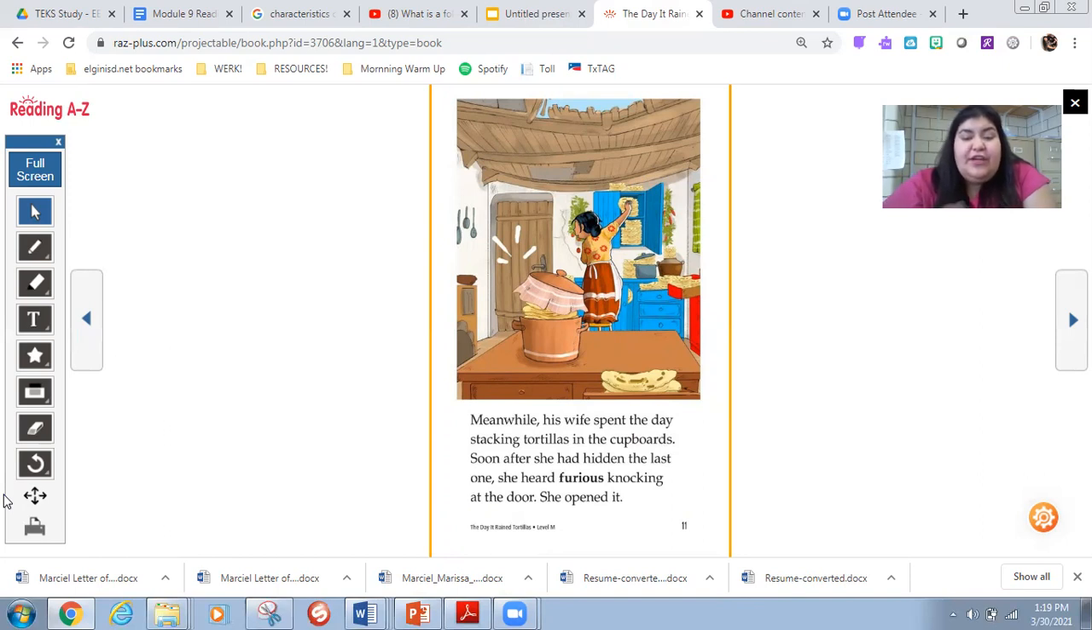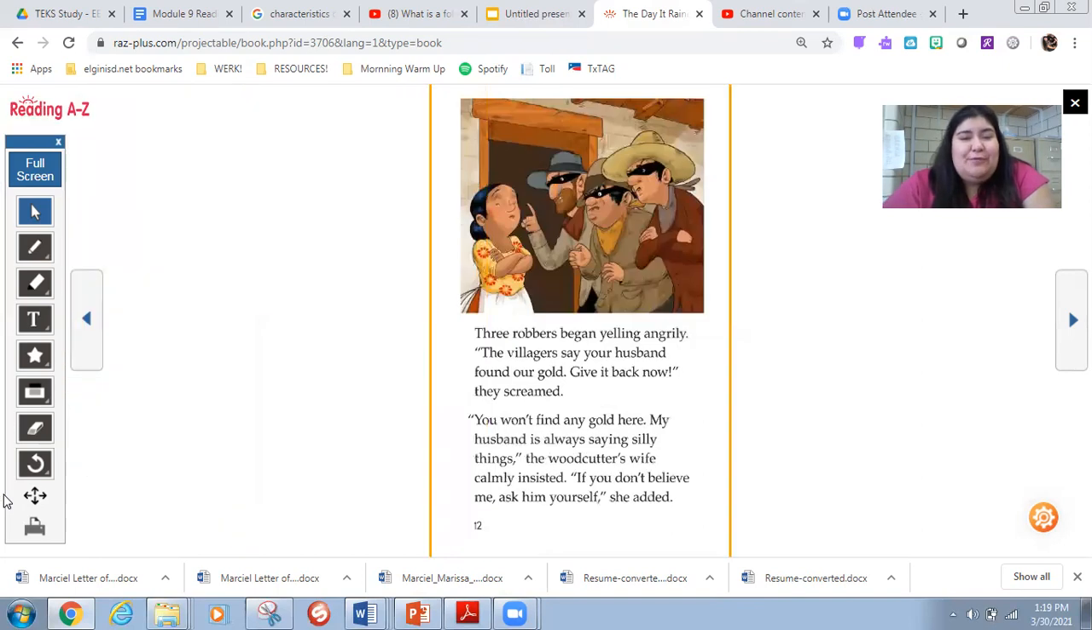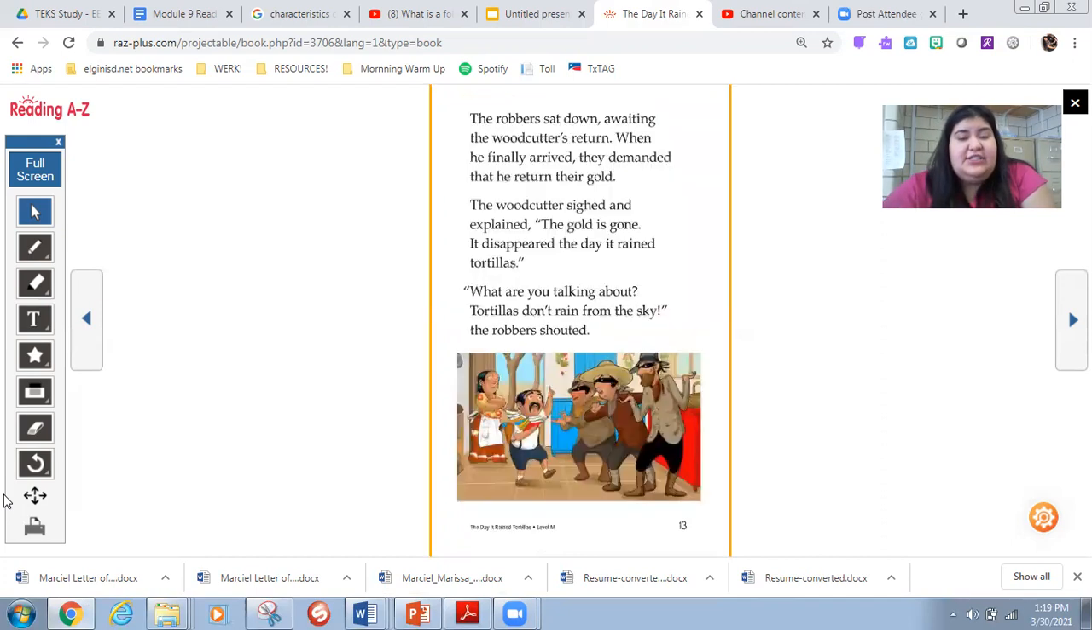Soon after she had hidden the last one, she heard furious knocking at the door. She opened it. Who do y'all think it's going to be? 3 robbers began yelling angrily. "The villagers say your husband found our gold. Now give it back," they screamed. "You won't find any gold here. My husband is always saying silly things," the woodcutter's wife calmly insisted. "If you don't believe me, ask him yourself," she added.